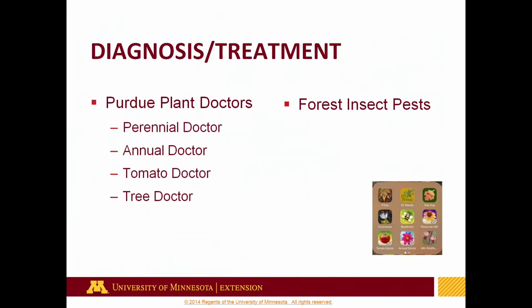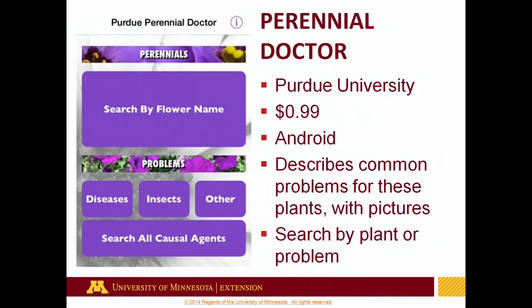Now we're going to go to 5 apps that are for diagnosis and treatment. And whereas most of the other ones were free, most of these you have to pay for. Here's Purdue Perennial Doctor from Purdue University. They have a whole set of plant doctor apps. This one costs 99 cents. It's available also for the Android.